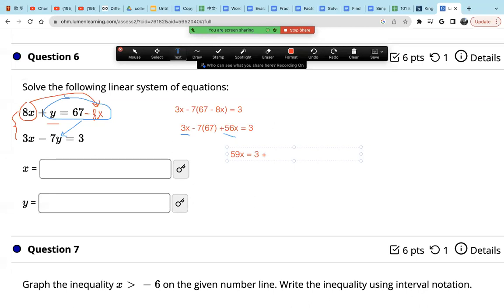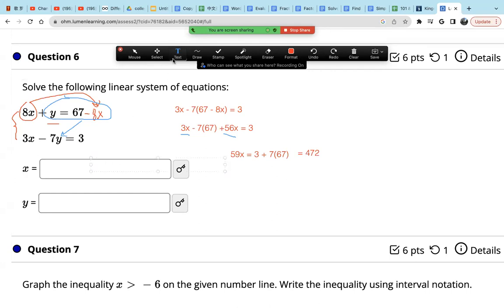So I have 3 plus 7 times 67. For 7 times 67, we can use calculators. 7 times 67, 469 plus 3, that's 472. So this equals 472. Then we divide by 59 on both sides. 472 divided by 59 equals 8. So x equals 8.